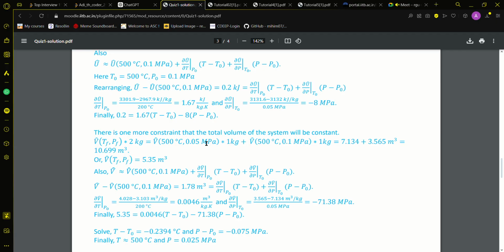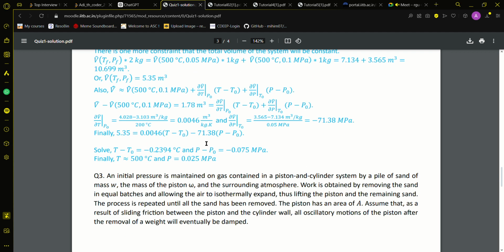This is the one equation that you got here, and you'll get another similar equation in terms of T, P. You just need to solve for those T, P since you have two equations, and that will give you the final temperature TF and PF for the system.